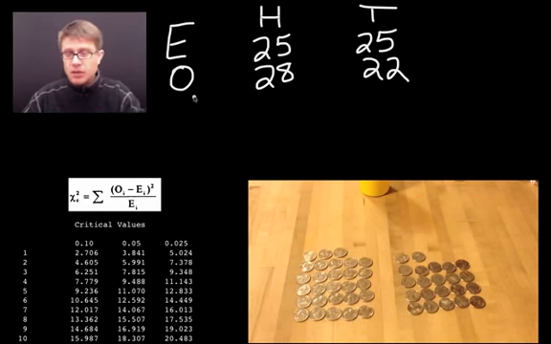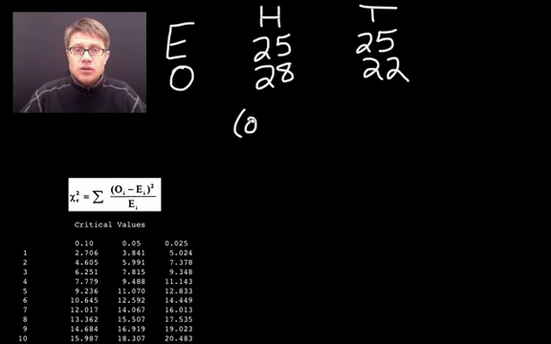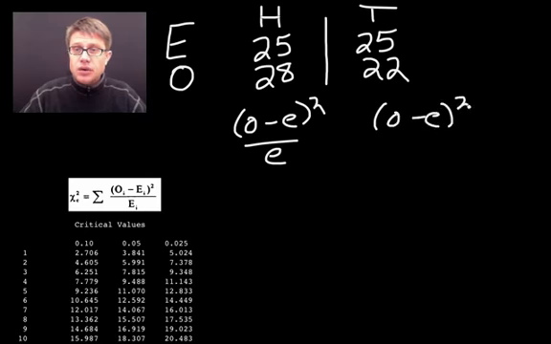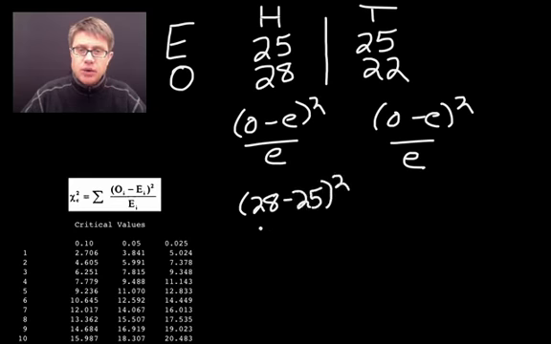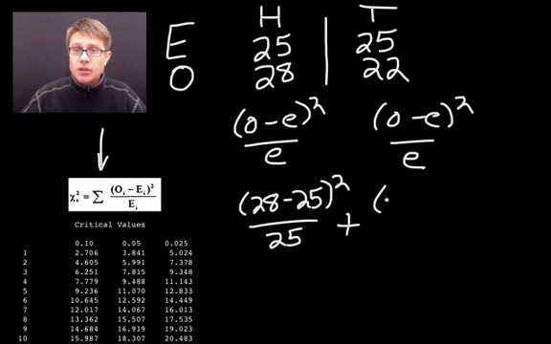And so what does that mean? Well, let me get this out of the way. We're going to take our equation, which is (O minus E) squared over E, and we're going to do that for the heads column, and then we're going to do it for the tails column. So we've also got (O minus E) squared over E for the tails column. And so our observed value is going to be 28. So it's (28 minus 25, which is expected) squared over 25. Now this sum means that we're going to add these two values together. So I'm going to put a plus sign right here. Now we're going to do the tail side. So our observed is (22 minus 25) squared over 25.